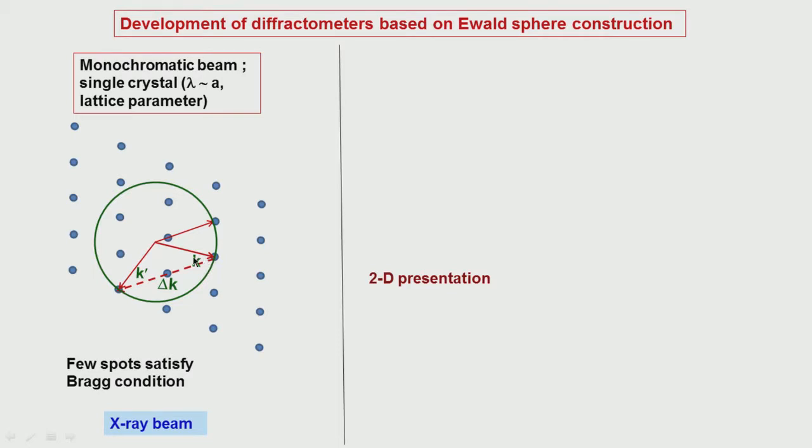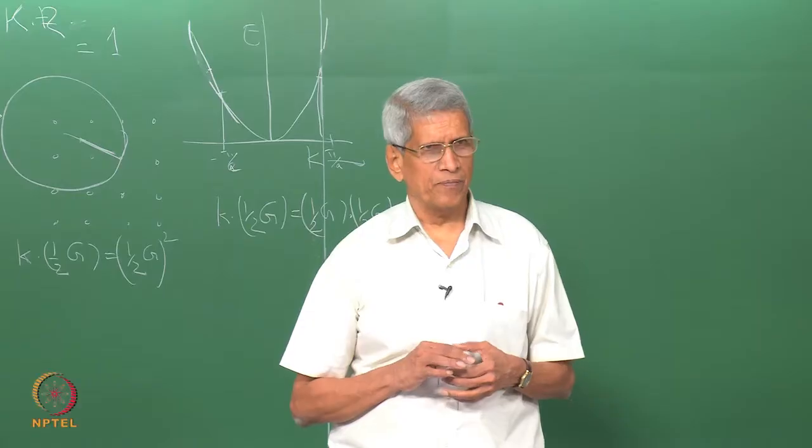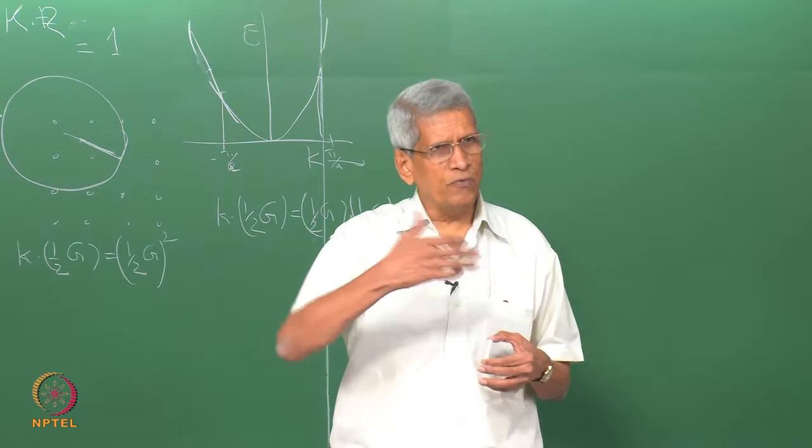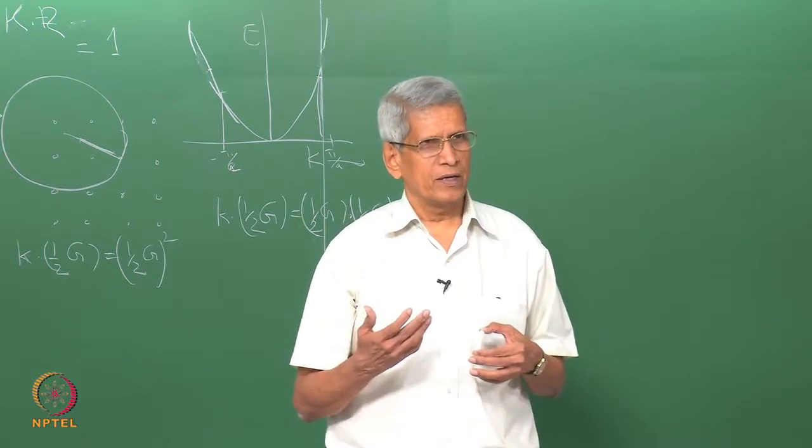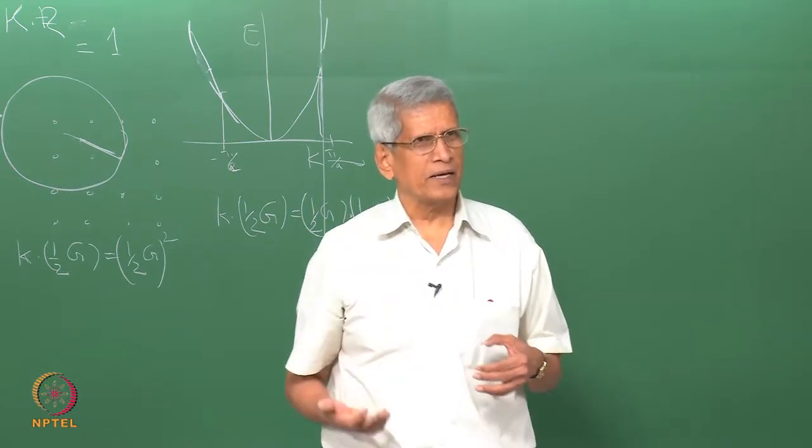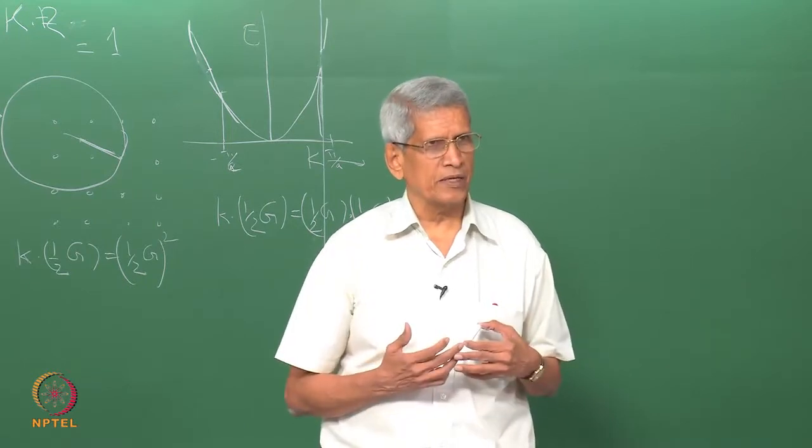Okay. When the wavelength of the radiation and the lattice parameter of the sample are close, only very few spots will satisfy the Bragg condition. In some conditions, none of the spots will satisfy the Bragg condition. That can also happen for some directions of the beam. So, why we are rotating the beam is to make it satisfy the Bragg condition. This is precisely what is being done.